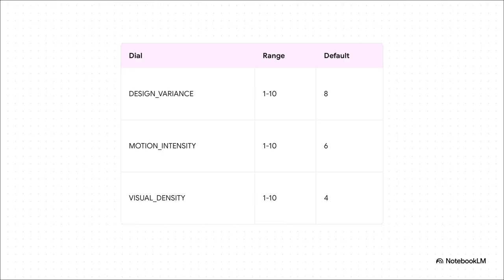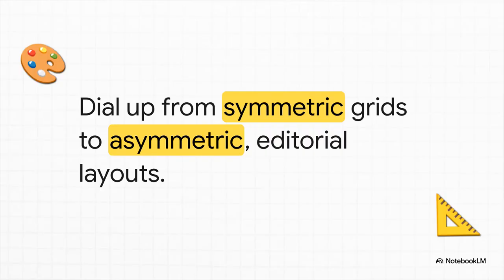Let's break down exactly why these 3 dials working together fundamentally prevent the slop problem. First up, we have design variance. Look, AI absolutely loves symmetry. Symmetry is safe, it's mathematically easy, and it is incredibly boring. TasteSkill pushes the default variance way up to an 8. By cranking this to 8 out of 10, you are explicitly instructing the AI to break out of those symmetric grids and build highly asymmetric editorial layouts.